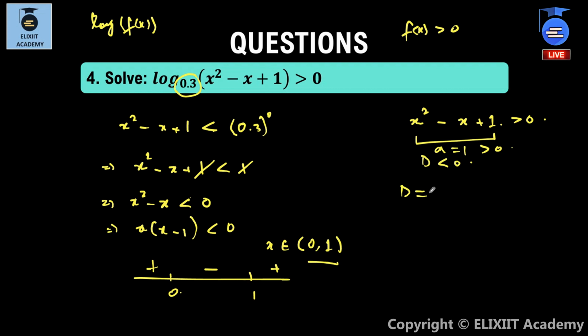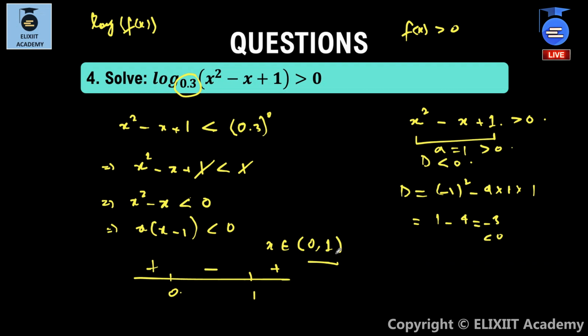What is D? B square minus 4AC. So B square is minus 1 whole square, minus 4 into A into C. So 1 minus 4, so minus 3, which is less than 0. So you cannot factorize this expression into linear factors in terms of real numbers. But do you remember the concept? A greater than 0, D less than 0, we have discussed under basic mathematics, means the expression is always positive. This is always true. This is always greater than 0.